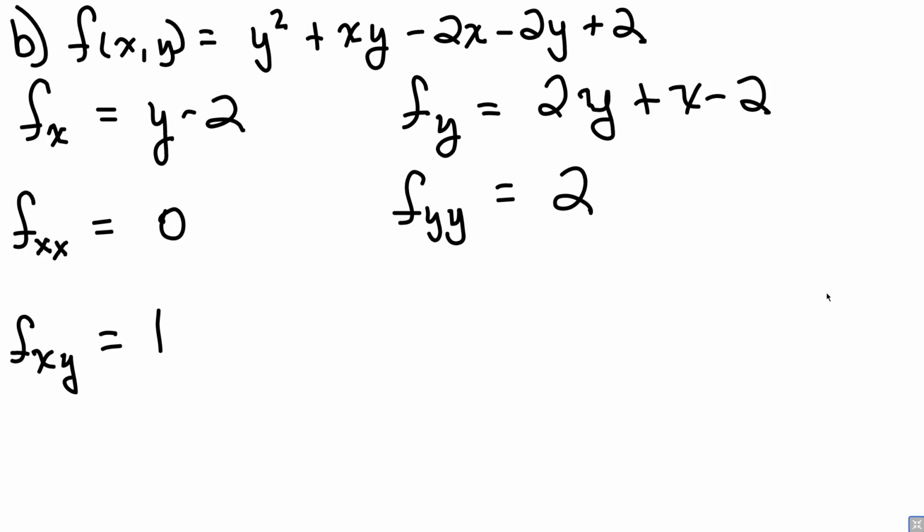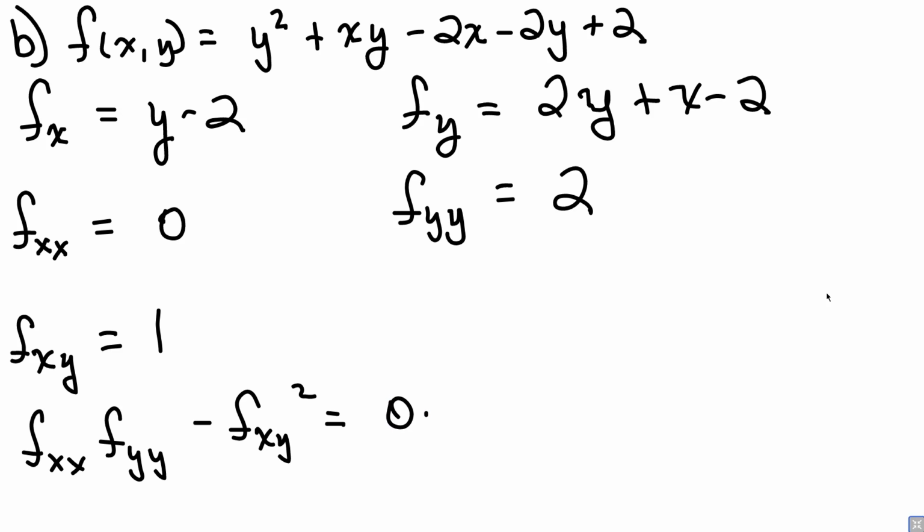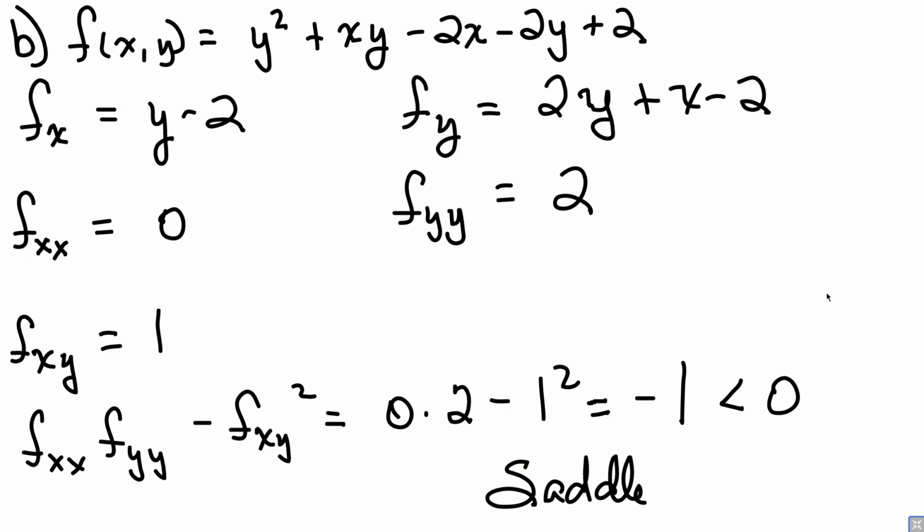Okay, so if we look at the formula, again it's the second order partial in respect to x times the second order partial in respect to y minus the second order mixed partial squared. So that's going to be 0 times 2 minus 1 squared. Well, that gives us negative 1, which is less than 0. So we're going to be looking at a saddle point. Any questions there?